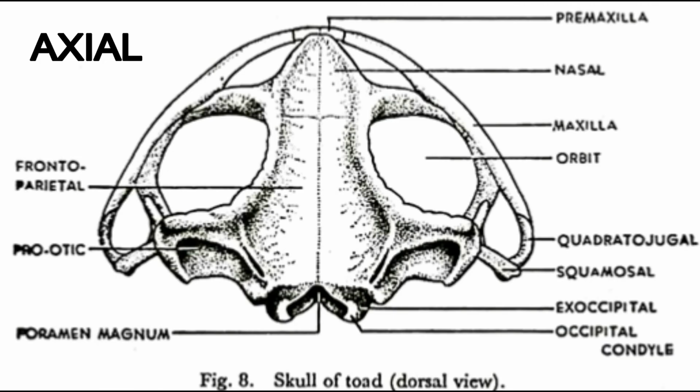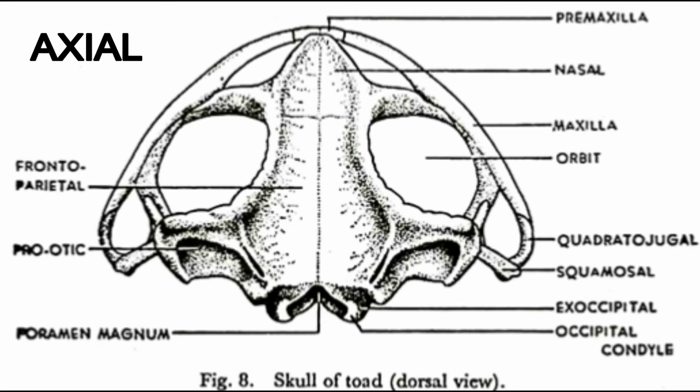The toad has two types of skeletal systems, namely the axial and appendicular skeletal system. The axial skeletal system of a toad consists of the skull and vertebral column. The skull is for protecting the brain and is composed of different bones.